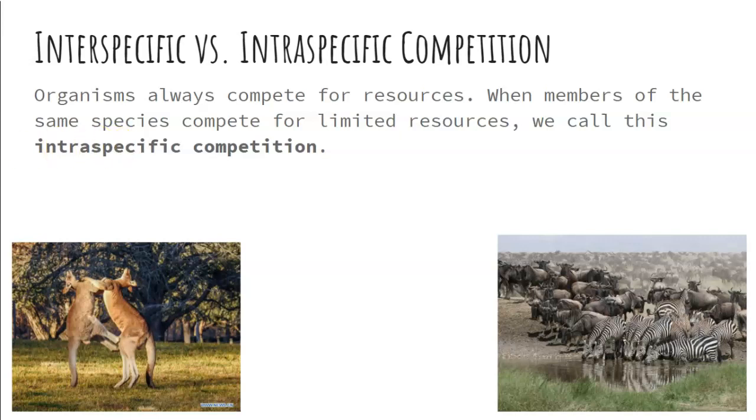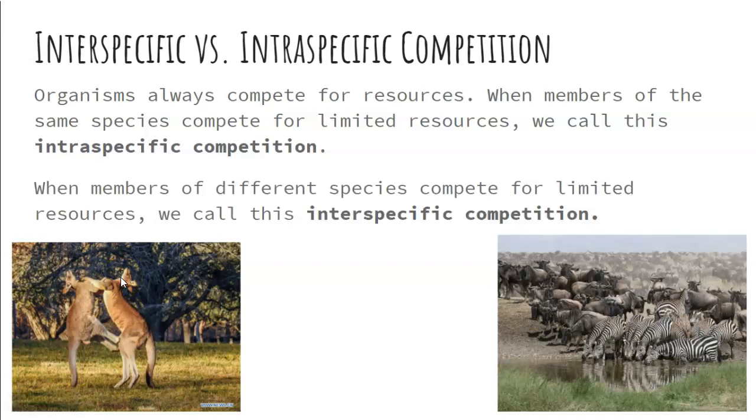Okay, so that's very much this picture right here. These two kangaroos are fighting for territory, same species competing for resources. They're fighting for mates, they're fighting for territory. That's resources. The other type of competition is called interspecific competition, in which we look at two different populations of two different species, so the zebra and the wildebeest.